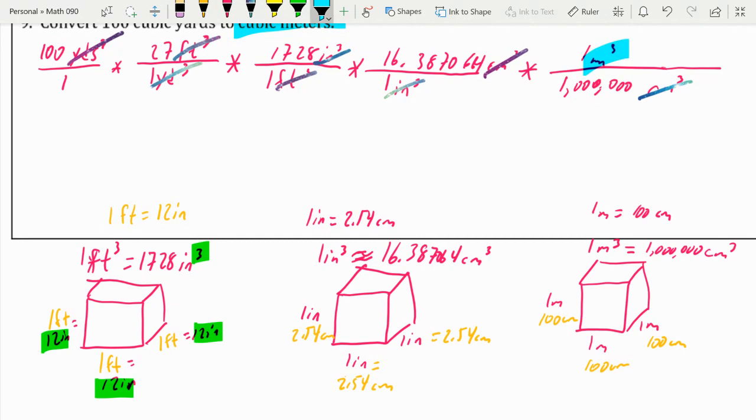Now we just have to multiply all of this. I'll let you do all the multiplying. I'll just give you the answer. The answer is approximately 76.456 cubic meters. If you have questions, please make sure you ask one of your teachers, or email one of us.